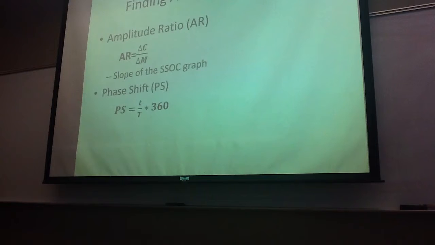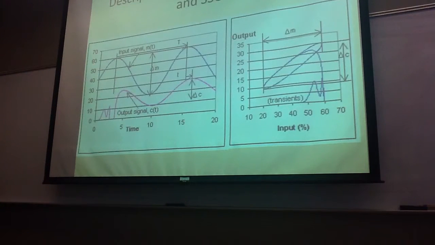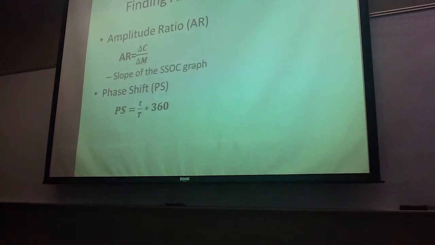To find the amplitude ratio, we go back to that last graph. We see it's delta M or delta C over delta M, or just the slope of the SSOC curve or graph. In the phase shift, like I said, those times were important: the lag time over the time of one cycle, times 360.